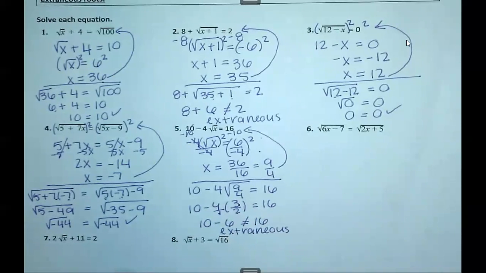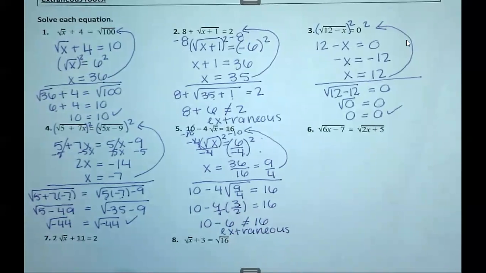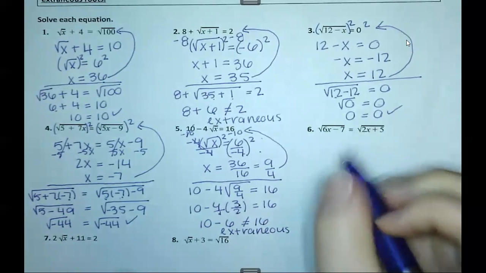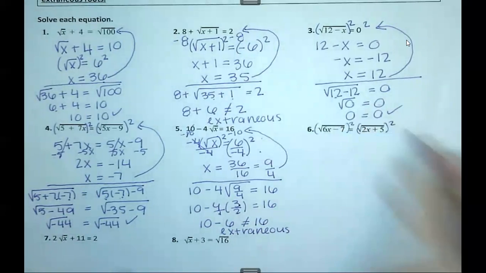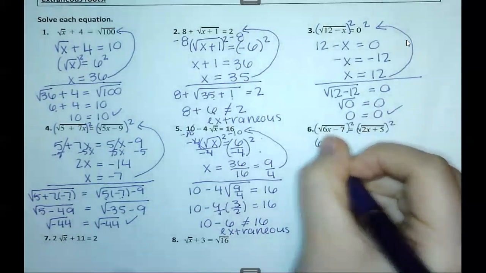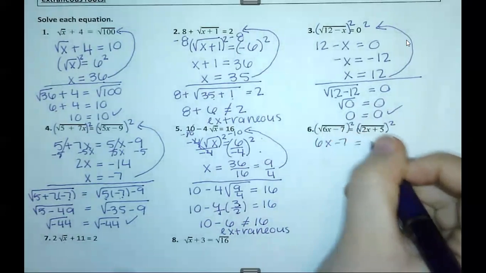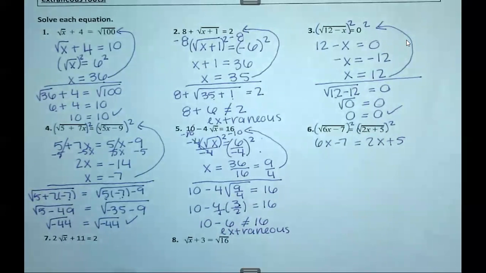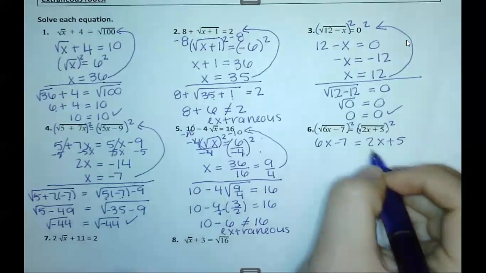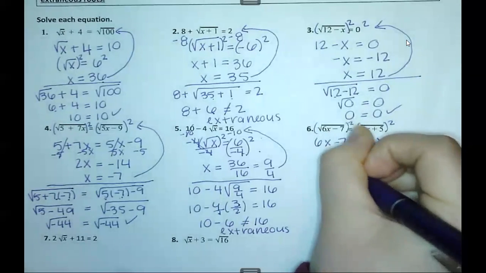All right, number 6, very similar to number 4. There's nothing to move, but we do need to get rid of those radicals, and we do so by squaring. So I have 6x minus 7 equals 2x minus 5. Now that the square roots are gone, we solve for x. So I move 2x over.